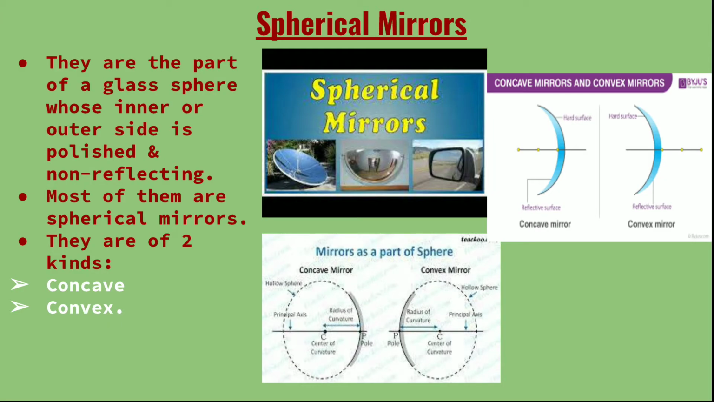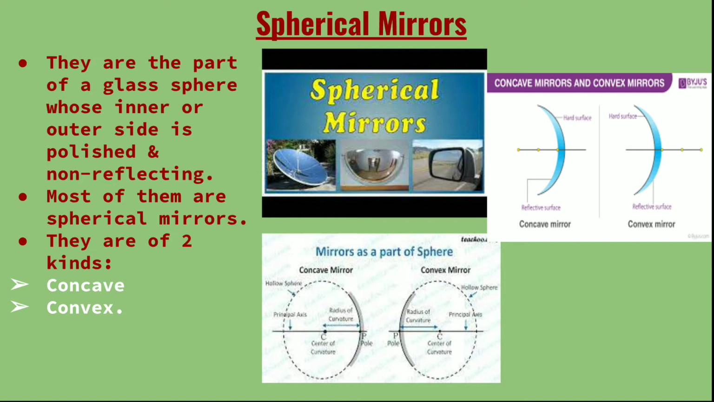Now we come to spherical mirrors. Spherical mirrors are a part of a glass sphere. If we cut a part of a glass sphere, it becomes a spherical mirror if its inner side or outer side is polished. If the inner side is polished, the outer side is non-reflecting. If the outer side is polished, then the inner side is non-reflecting.